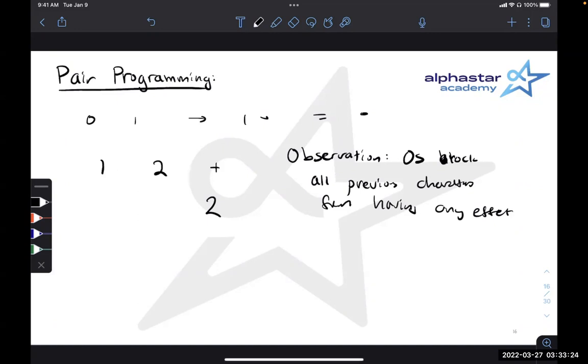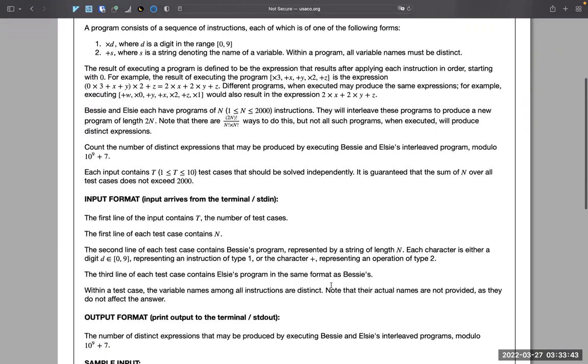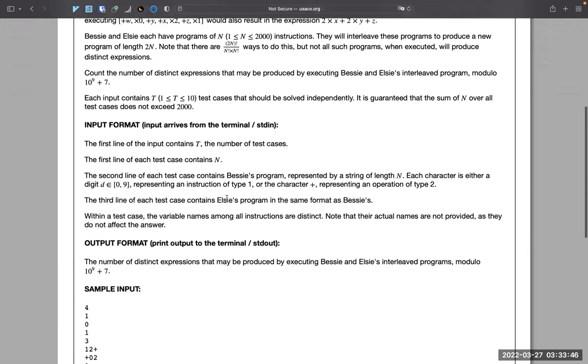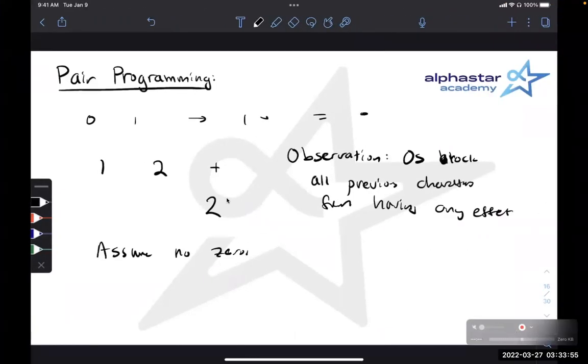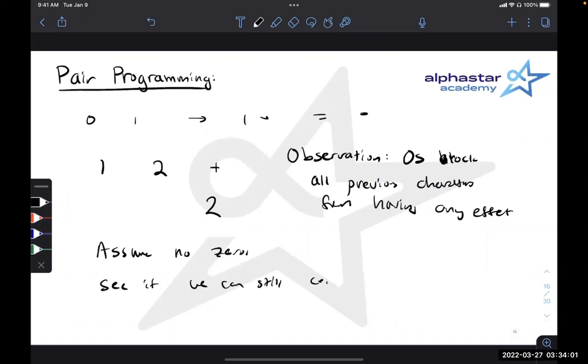But let's assume, so sometimes for problems, it's useful to try a simpler version. So assume no zeros, because I think we can see how to deal with them. We probably have to sum up the answers for each one. Also, the bounds here go up to 2000. Because we're given two sequences and you want to know how many programs there can be, there might be some sort of n squared DP. That's my first guess. So we're going to assume no zeros and see if we can still come up with a solution. Sometimes just having wishful thinking or eliminating a part of the problem makes it easier.